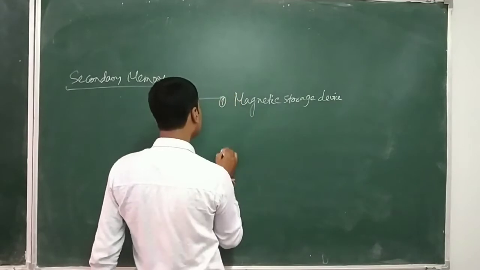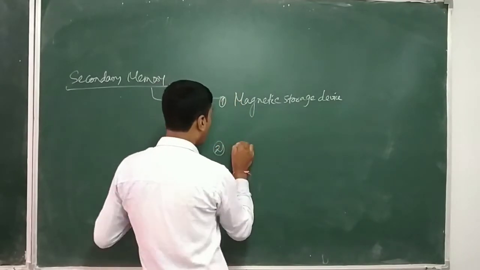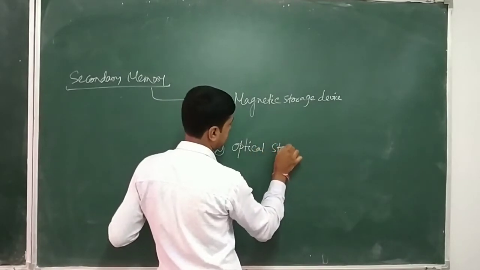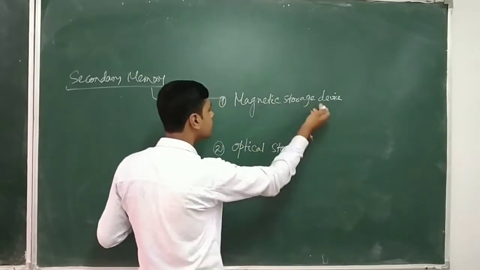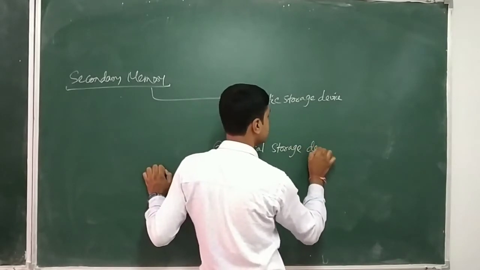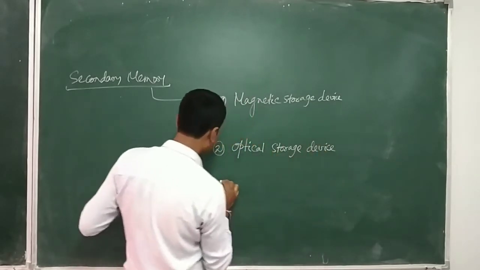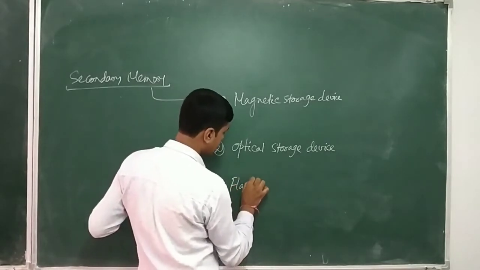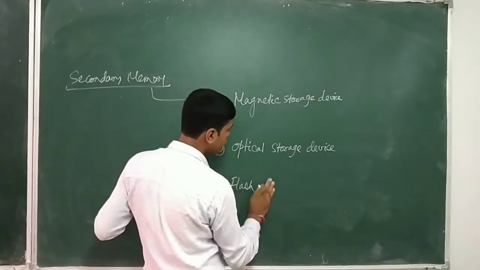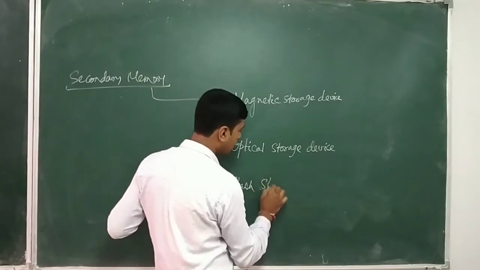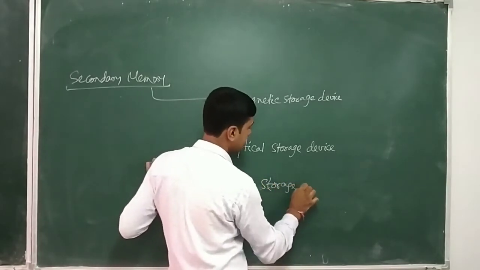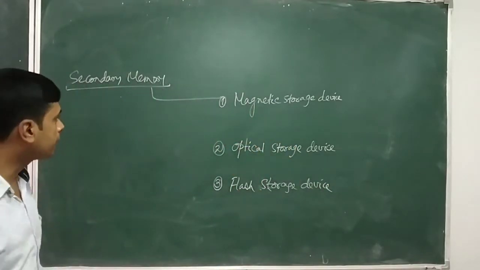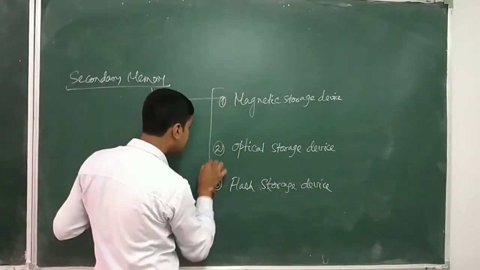Next, number 2, optical storage device, optical media. Magnetic media, optical media or storage device. And number 3, flash memory, flash storage device. So secondary memory devices are divided into these three types.